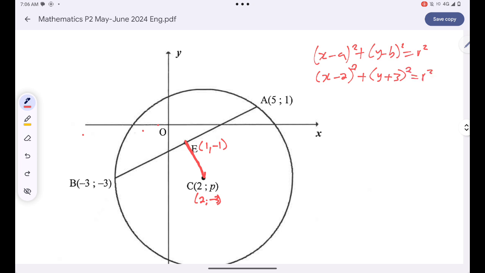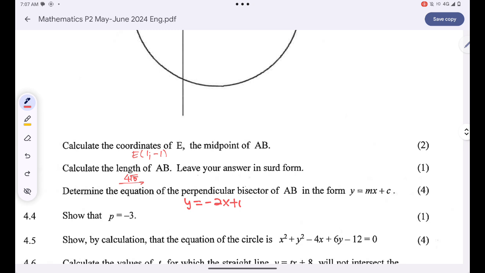And then all I have to do is just substitute any point on the circumference for me to find the value of r squared. If I substitute point B, I'll simply have (negative 3 minus 2) squared plus (negative 3 plus 3) squared is equal to r squared. Therefore, r squared will simply be equal to 25. I therefore know that the equation of the circle is basically (x minus 2) squared plus (y plus 3) squared is equal to 25. But they didn't want us to leave our equation like this. They wanted us to leave it like this.